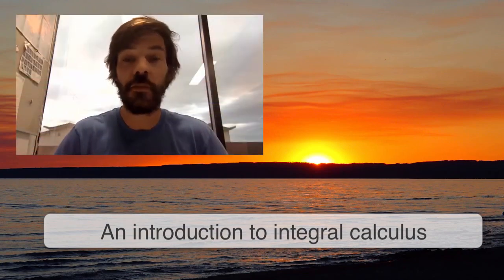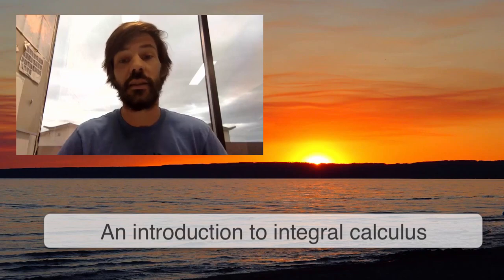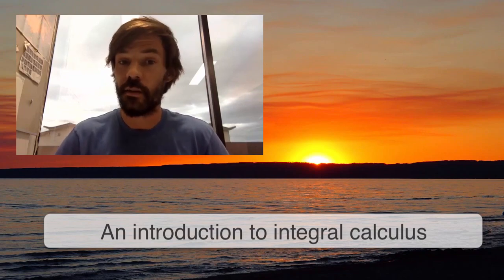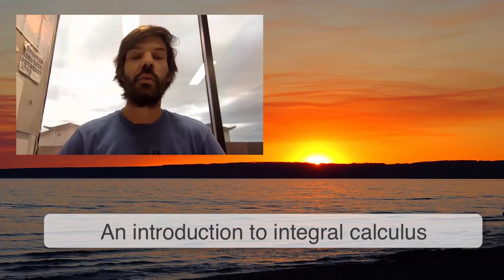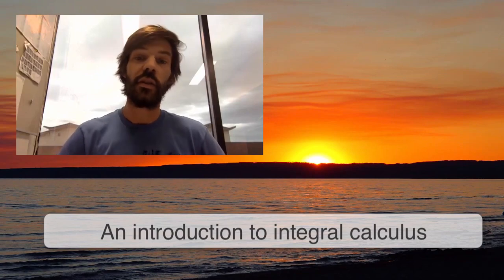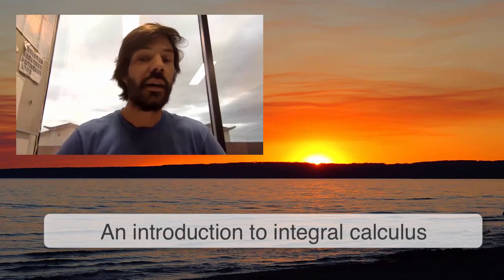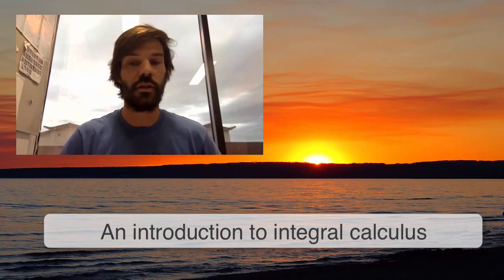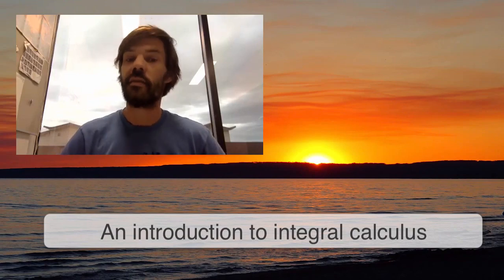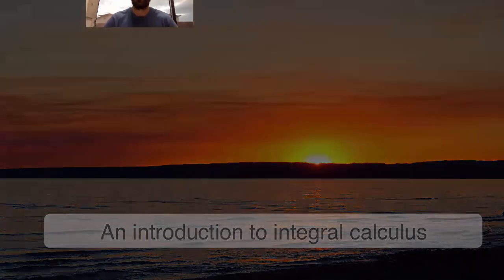Alright, so if you know the position function of an object, you know how to calculate its velocity. This is the process of differentiating the function. But what about the inverse question? Suppose that you know the velocity of an object. How can you calculate the distance traveled in a certain interval of time? This is the question that we'll study in this video.